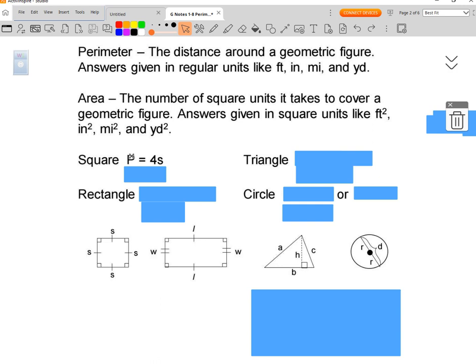So if you're finding the perimeter of a straight-sided figure, you're adding the sides. P equals 4 times S. So the perimeter of a square is found by multiplying the side length by 4. The perimeter of a rectangle, we could add all 4 sides, length plus width plus length plus width. But in a rectangle, the length is the same on both sides, and the width is the same on both sides. So we can make a shortcut and use the formula 2 times the length plus 2 times the width, right?